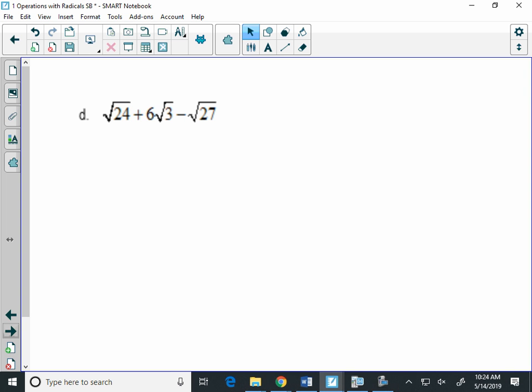We take a look at D. Do we have any like terms we can combine? Is there anything we can do? No. So when this happens, what do we need to look at? You can try to what? Simplify. Very good. We need to simplify.